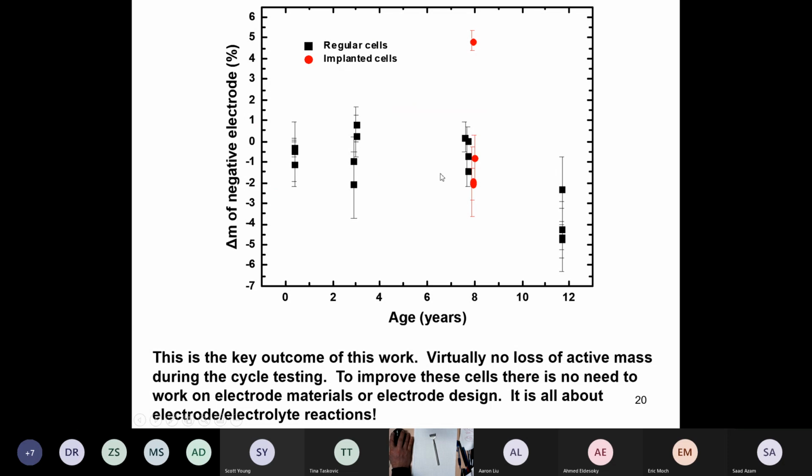And when you do the positive electrode active mass, you learn in these cells, which are LCO, big monocrystalline blocks of LCO, that there's no positive electrode active mass loss. These cells are only charged to 4.05 volts, so don't expect a big problem. So this tells you that to improve these cells, you don't have to work on making your electrodes better. The electrodes are fine, they're not losing active mass. It's all about electrolyte-electrode reactions.